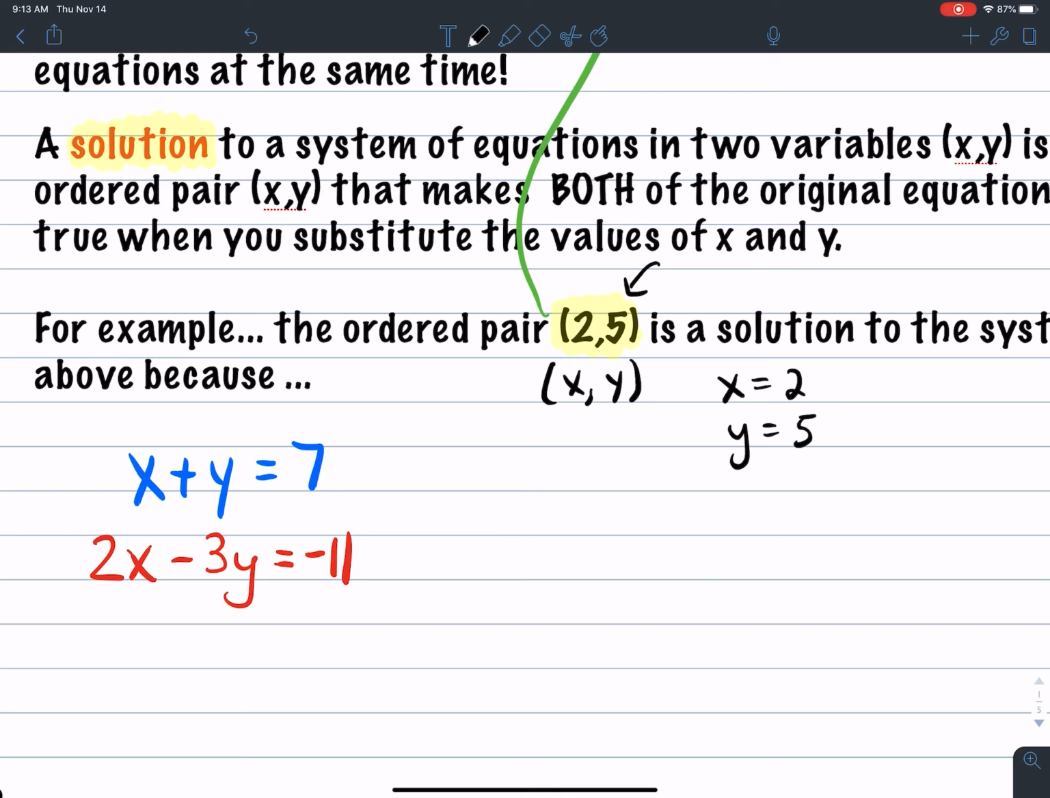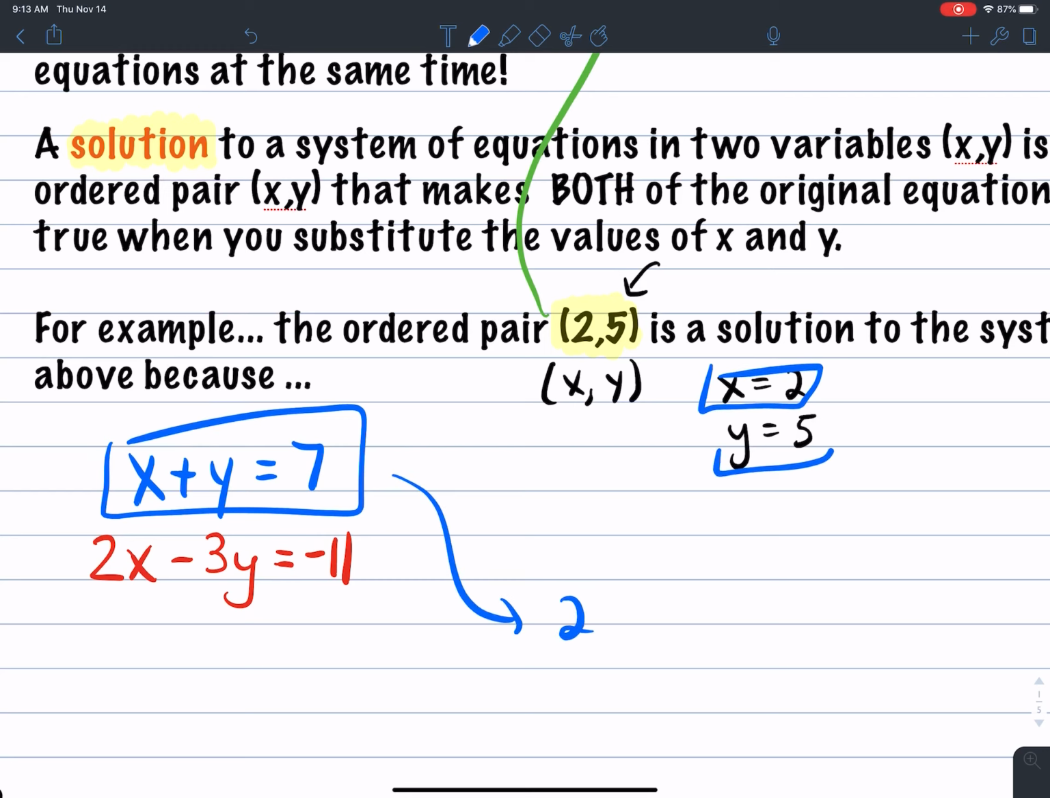So if it really is a solution, that means I have to plug x and y into both of the original equations. So I'd take this blue one, and instead of x, I would put in a 2. And instead of y, I would put in a 5. I want to make sure that makes that one true. Well, this is true because 2 plus 5 is equal to 7. So it makes the first one true, but it has to make all of them true. So it also has to make the second one true.